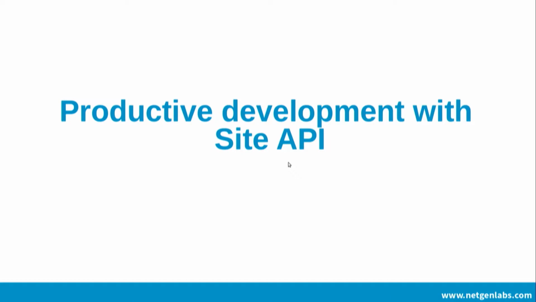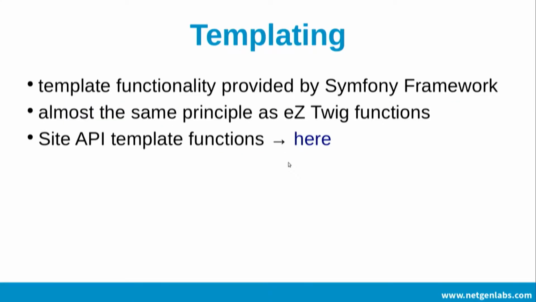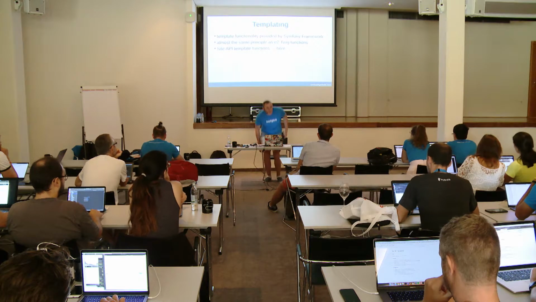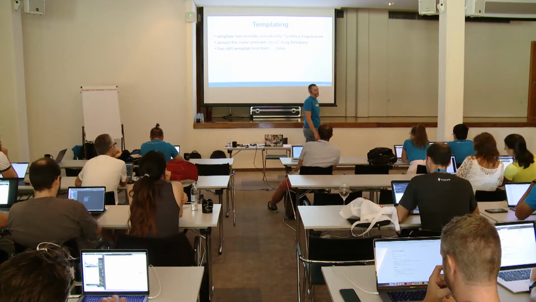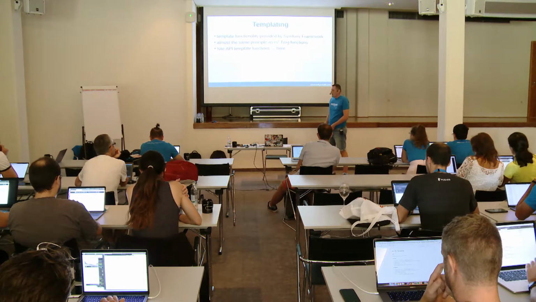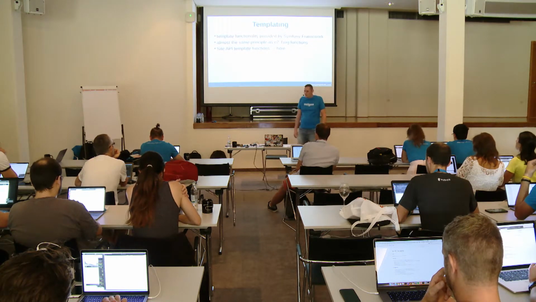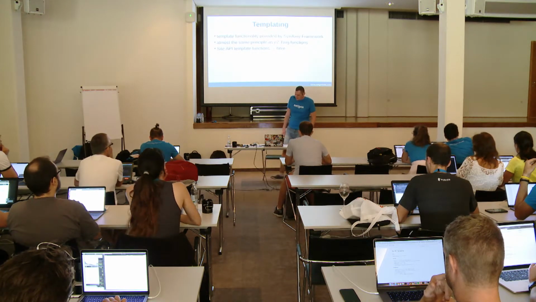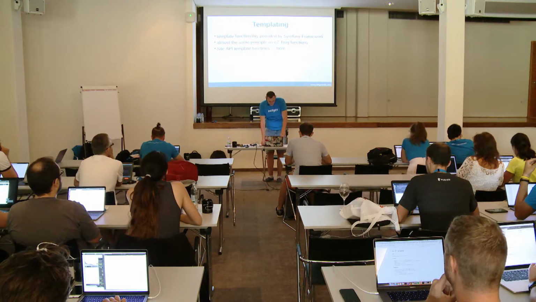Okay, first of all, we'll talk about the templating, because this is the thing you will mostly be doing with Easy, doing the templating stuff. So the template functionality provided by the Symfony framework is used in Site API. Basically, you're just using the Twig layer, basically Twig functions, pretty much the same as the Easy stuff. Now I'll just show you the references.